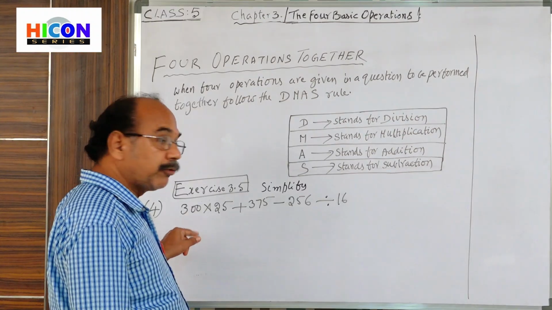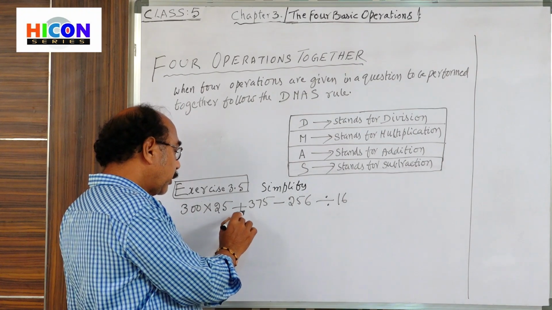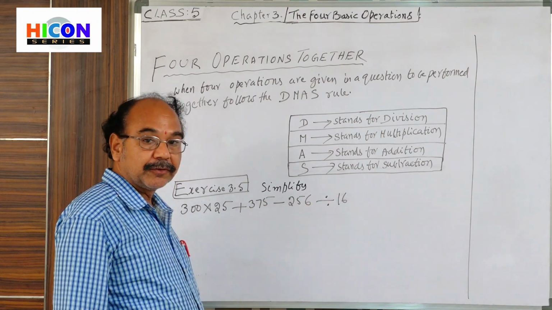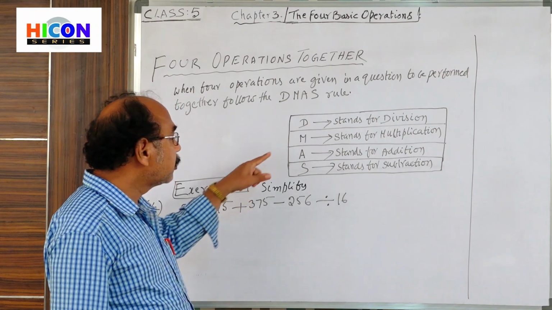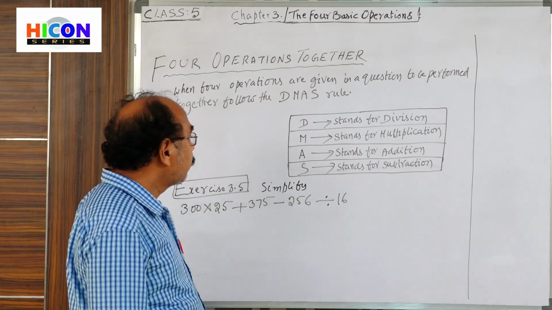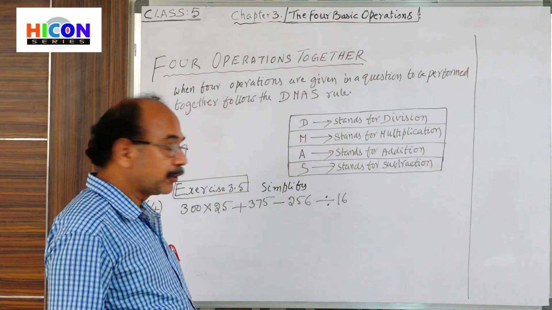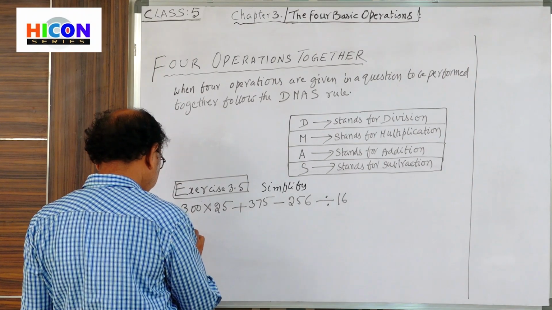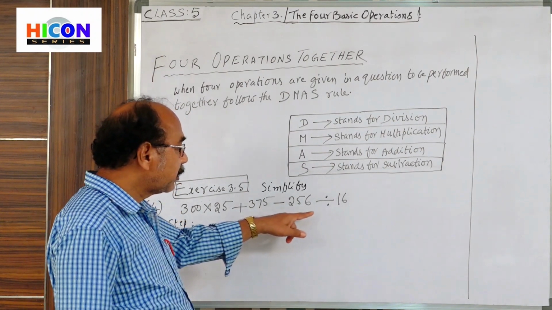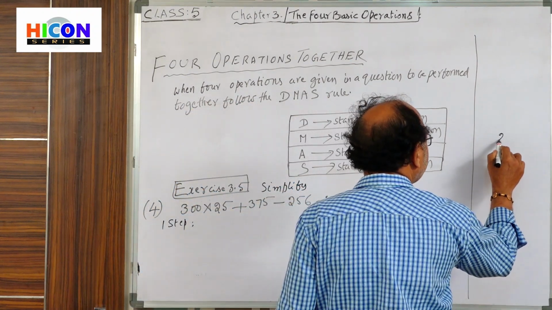408. Fourth one. Simplify. 300 into 25 plus 375 minus 256 divided by 60. So, according to this DMAS rule, now we solve this problem. First of all, D stands for division. So in step 1, we go for the division operation. Where is the division here? 256 divided by 60.